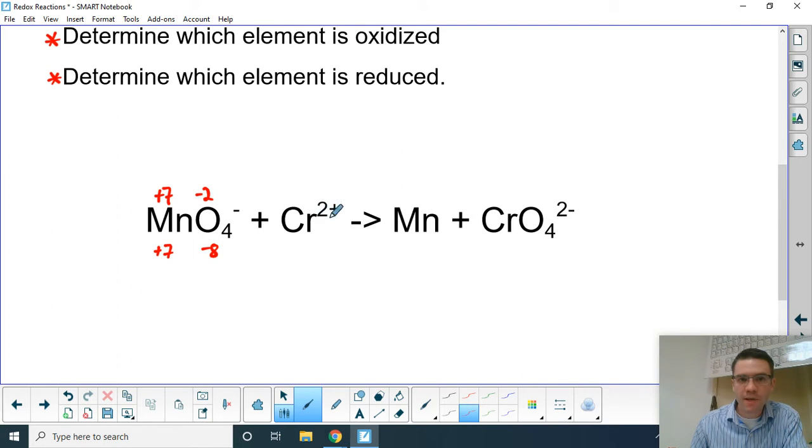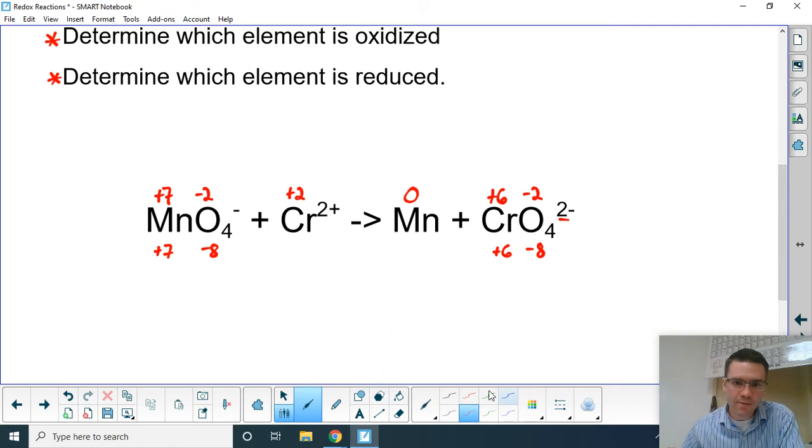So my oxidation number is +7 for manganese. Chromium is already given me a charge here, and it's a monatomic ion. So this charge is the oxidation number for chromium. It's a +2. If I go to the right side of the equation, to our products, manganese is neutral, and it's by itself. That's an elemental state, so it's a 0. Oxygen is a -2, and I have to use oxygen to figure out chromium again. So this is a -8 on this side, has to add up to a -2. So my chromium must be a +6 on this side.